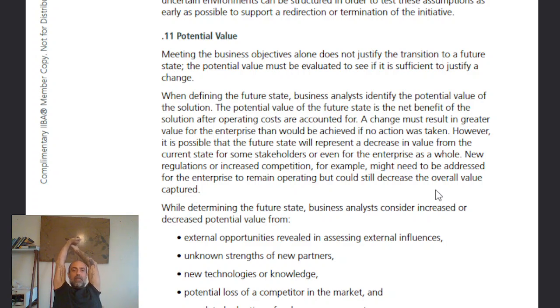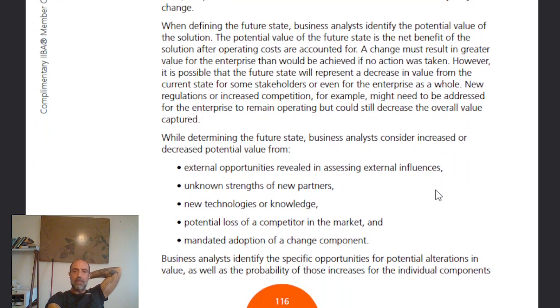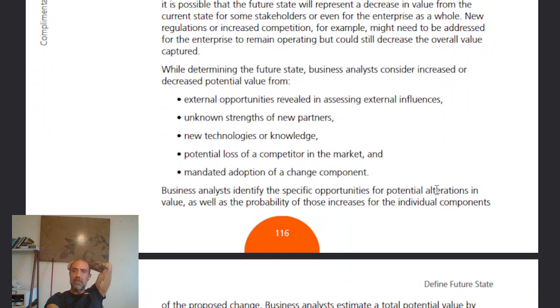However, it is possible that the future state will represent a decrease in value from the current state for some stakeholders or even for the enterprise as a whole. So here they're telling us a change must result in greater value, but there is a possibility that the future state might actually bring less value. New regulations or increased competition, for example, might need to be addressed for the enterprise to remain operating, but still could decrease the overall value captured. So you're giving us an example where a change is necessary, but it doesn't really add value, but at the very least it guarantees our sustainability, our existence. That's also a possibility.